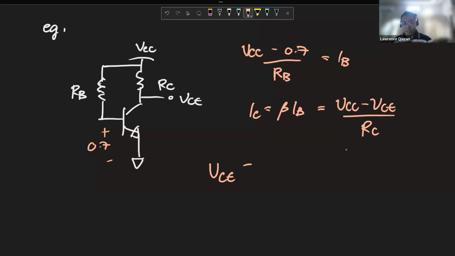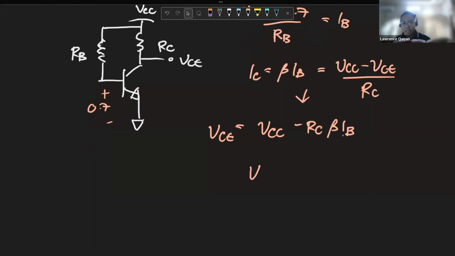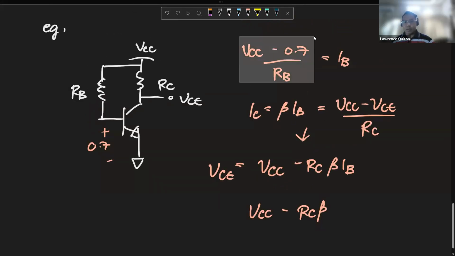No? So VCE would be, sige, it's slowly isolated. No? So that's VCE is equal to VCC minus RC times beta IB. Diba? And since we know IB, we now have an expression for VCE, which is this, no, or V out.